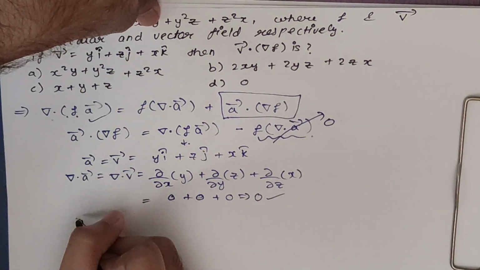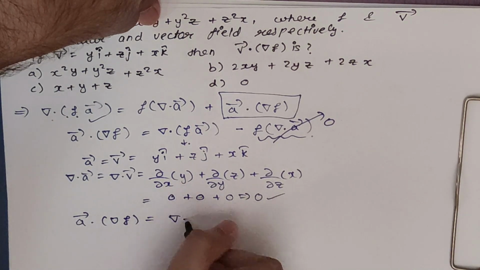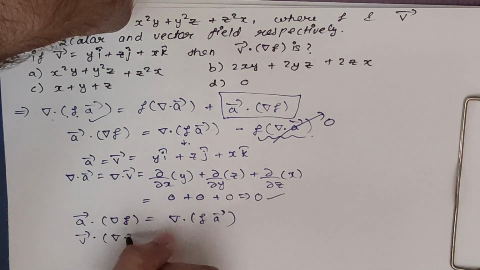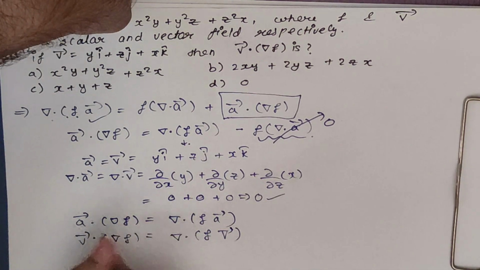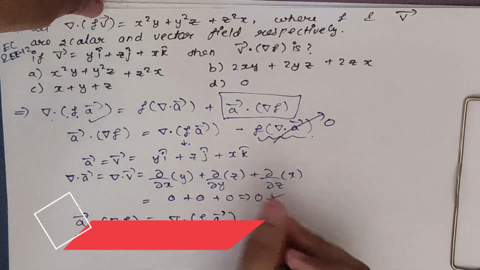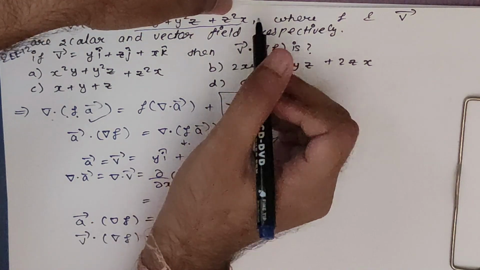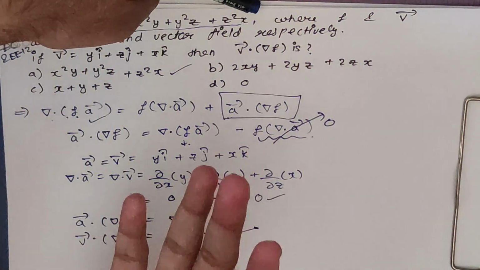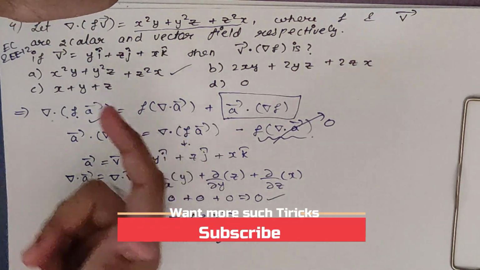So we will be left with a bar dot del f equal to del dot f a bar. Basically v bar dot del f equals del dot f v bar. So the answer is this term itself: x square y plus y square z plus z square x. So you can see option A is our option. If you know these four identities and that transition part, you can solve this type of question in just 15 to 30 seconds.